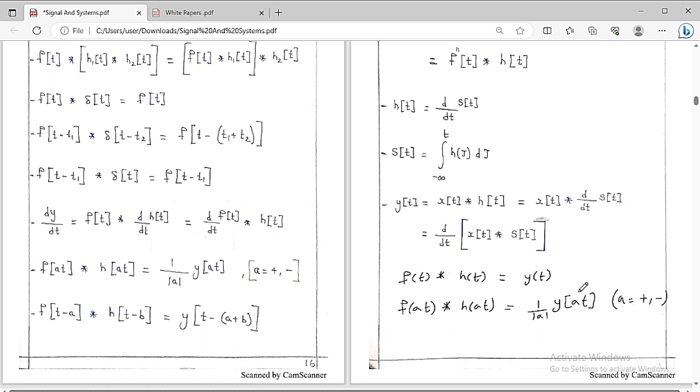So finally I can say f of t convolution of h of t is equal to y of t, then f of a t convolution of h of a t is equal to 1 by mod a into y of a t. Here A can be positive and A can be negative. Then the next formula is, there is also one more formula.